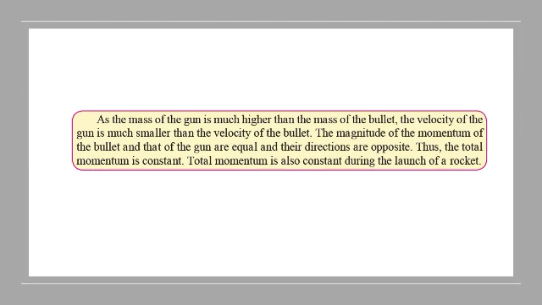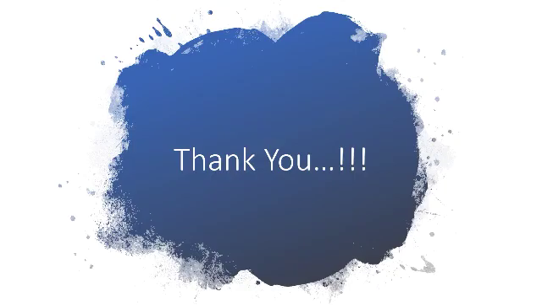As the mass of the gun is much higher than the mass of the bullet, the velocity of the gun is much smaller than the velocity of the bullet. The magnitudes of momentum of the bullet and that of the gun are equal and the directions are opposite. Thus, the total momentum is constant. Total momentum is also constant during the launch of the rocket.